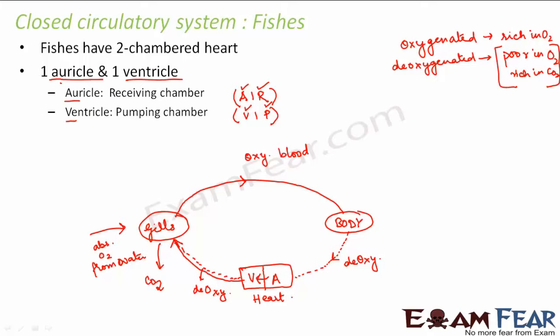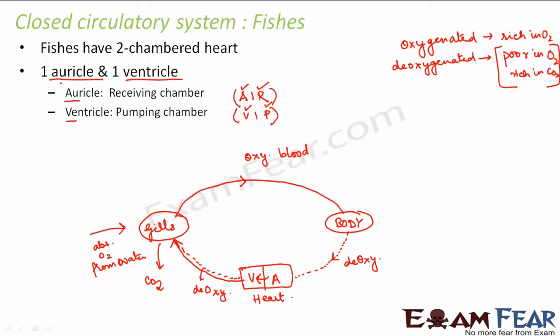Now fishes are cold-blooded animals. Therefore, they do not need any extra energy for the maintenance of their temperature. So here blood leaves the gills and immediately circulates to the body. Therefore, we do not need to add more chambers than two. That is why the heart has only two chambers here. These are the organisms which have the least number of chambers in the heart.